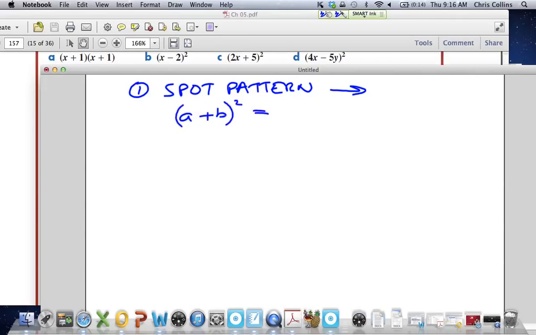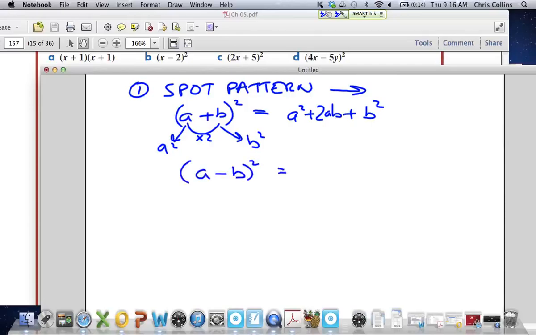So that pattern is, right, remember we square these two things, multiply these two, and double them. So plus 2ab. So that's if I spot it. The other one, its partner, is almost the same, except it's got a minus sign here. So if you spot either of those, you're going to use them.